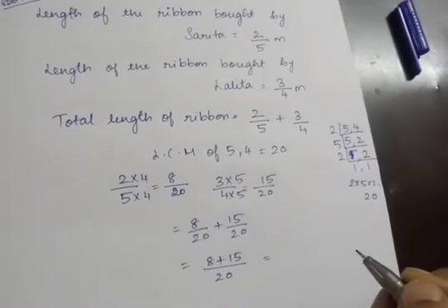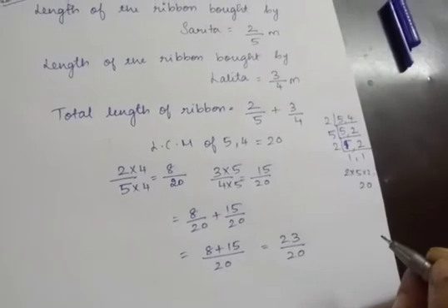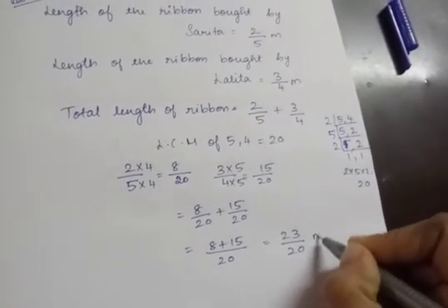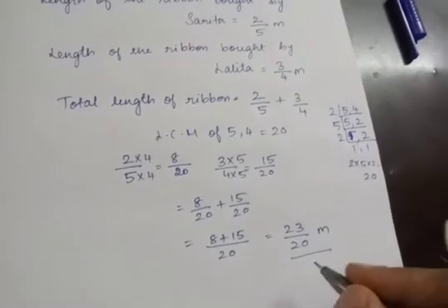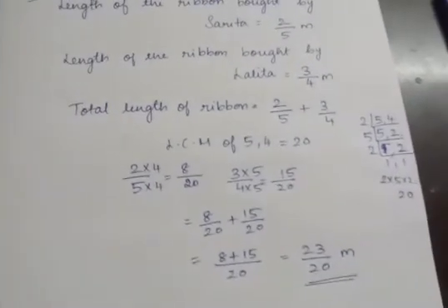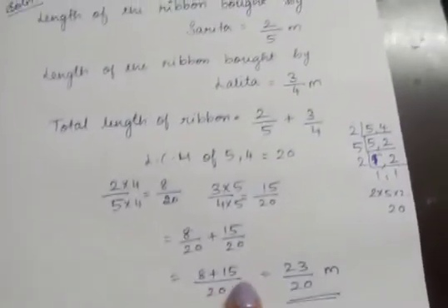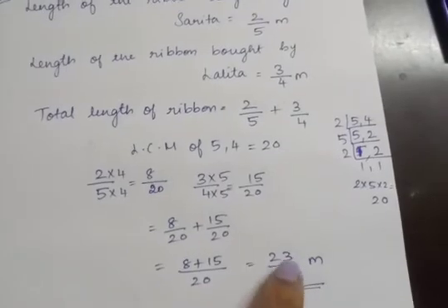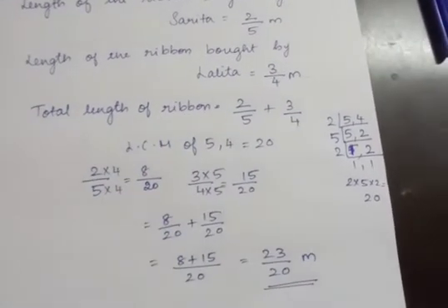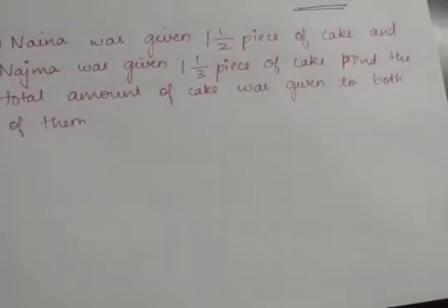8 plus 15 is what? 23 divided by 20. So what is the total length? Total length is nothing but 23 divided by 20 meter. Don't forget to write the meter, children, then it is entirely wrong. Okay, 8 plus 15 is 23. So 23 divided by 20 meter is the total length of the ribbon. Understood?